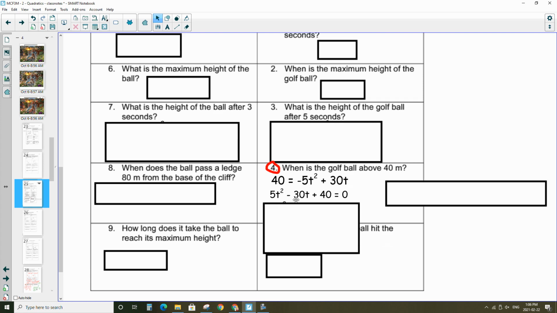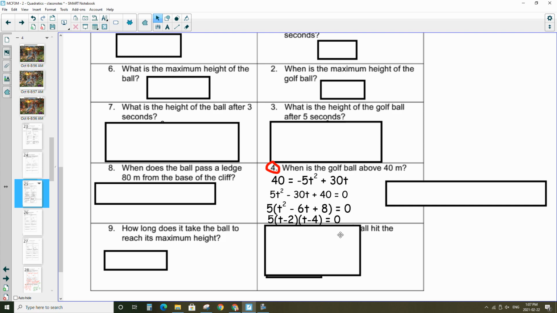So you can see that we can common factor a 5 out of each of those terms. So I went ahead and I divided each of the terms by 5. And I'm left with t squared minus 6t plus 8 inside the bracket. And now we're looking for 2 numbers that multiply to 8 and add to negative 6. And those values are negative 2 and negative 4. Okay, so now I've got this nice trinomial that I factored, and I'm going to get my 2 solutions from each of the 2 brackets.